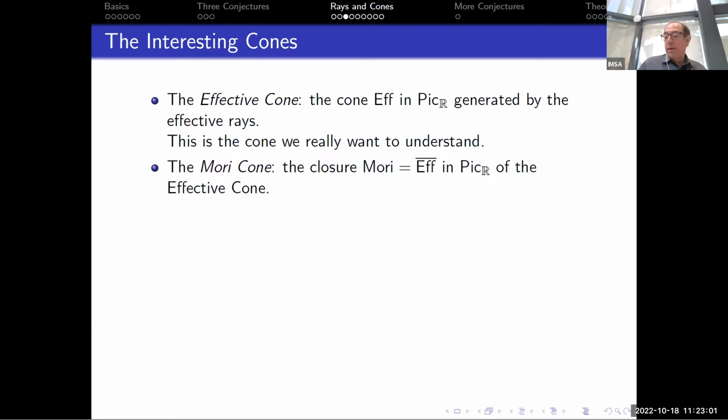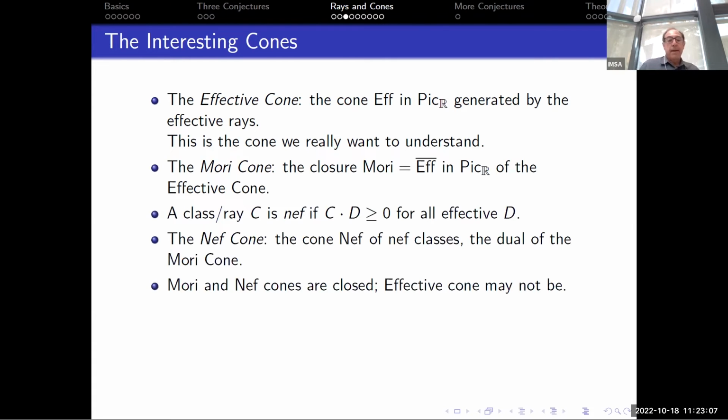There's no integer limit in the boundary. Now, you have the effective cone, which you're really interested in. The Mori cone is the closure. And you also have the Nef cone. A class or array is Nef if it intersects all of the curves non-negatively. This is also a property which is closed under sum. So you have the Nef cone as well.